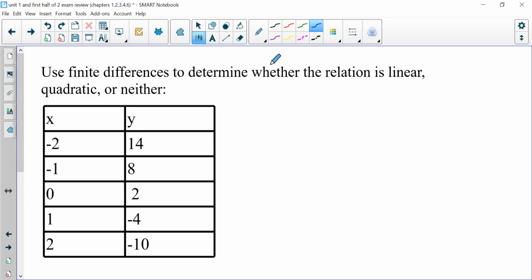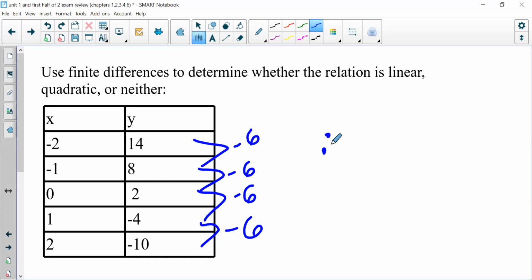We find the differences between the y values. Awesome. And I'm going to start at the bottom of the chart and work my way up so I don't lose anything. What's -10 subtract -4? -6. Awesome. -4 take away 2? -6. Awesome. 2 take away 8? -6. And 8 take away 14? -6. Okay, so what is this data?